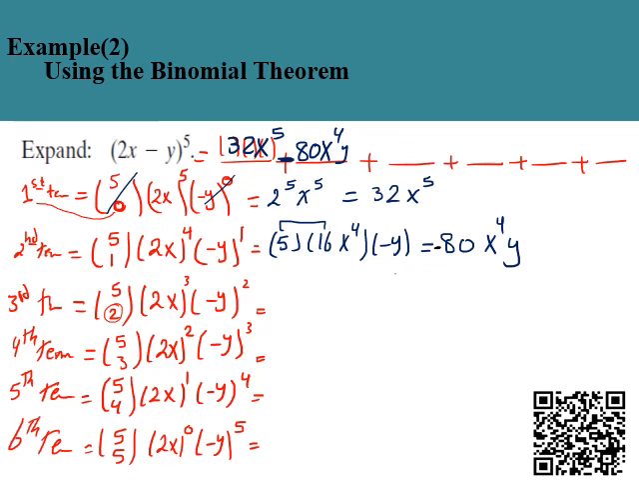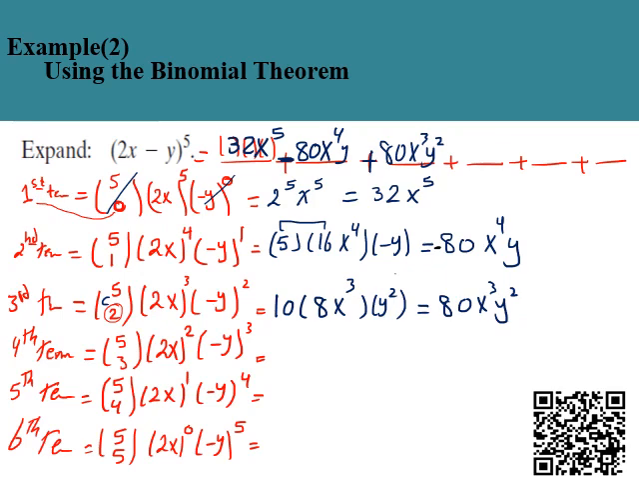Then the third term, 5 above 2, by using my calculator, is equal to 10. So it's 10 multiplied by 8, x to the power of 3, and negative y to the power of 2 is y squared, as negative to an even power is positive. So it's 80x to the power of 3 y to the power of 2. So here is plus 80 x to the power of 3 y to the power of 2.